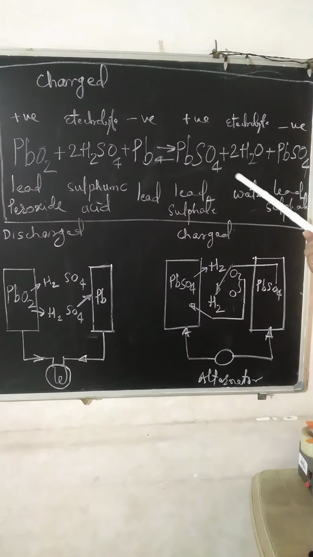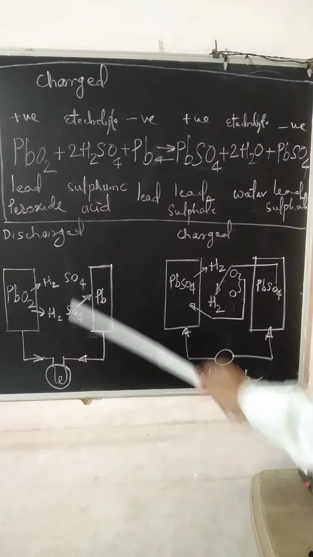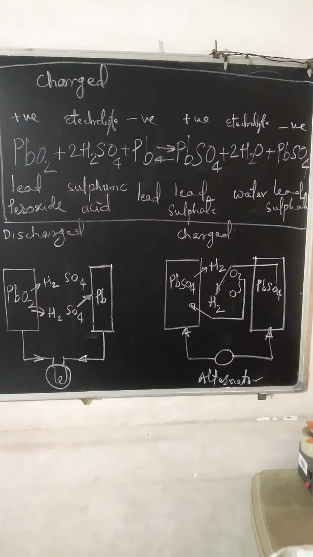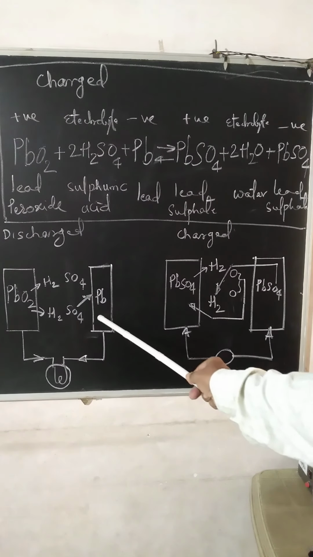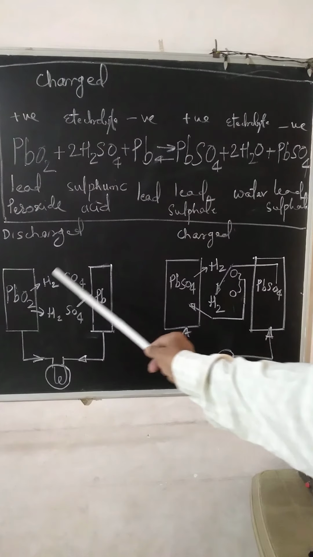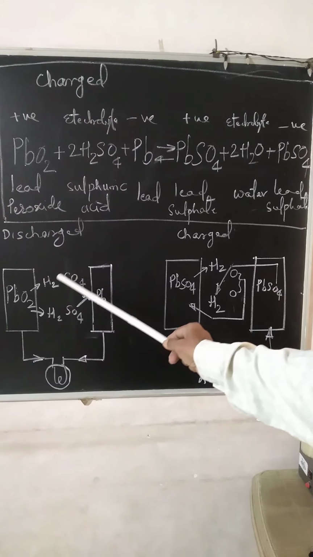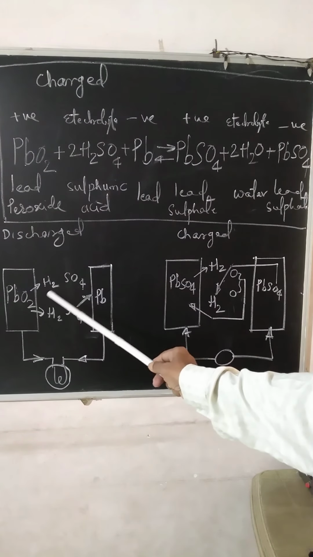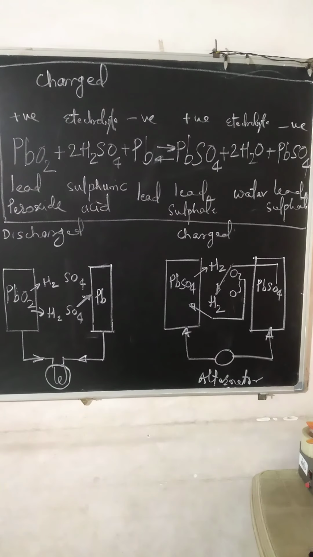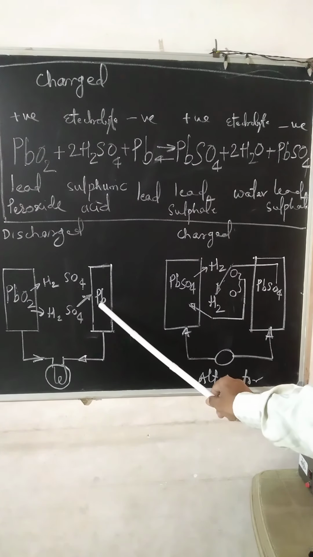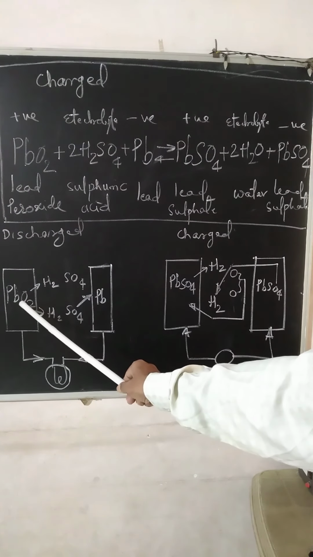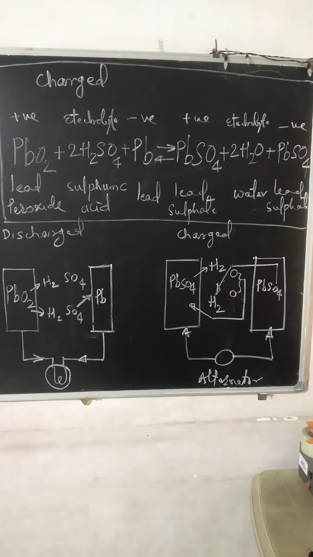So again, when you recharge it, so this is the discharge block diagram, wherein this is the positive plate and this is the negative plate. On the positive plate, this is sulfuric acid. Sulfuric acid H2SO4 is split into H2 and SO4, joining with Pb to form PbSO4 on the negative plate and PbSO4 on the positive plate.